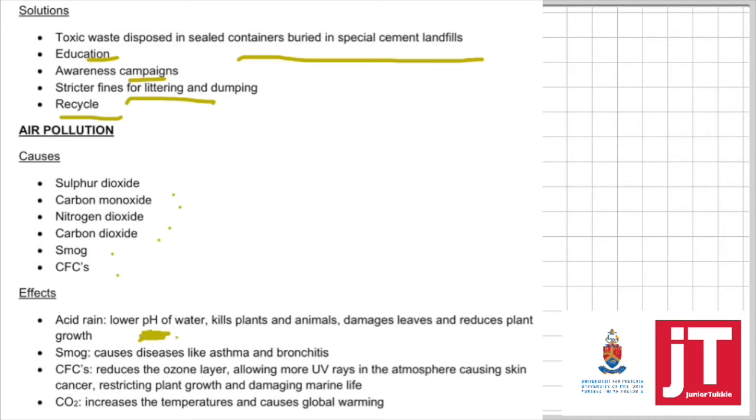Acid rain will lower the pH, it will kill the plants and the animals. Plants can't grow. We'll have a problem, the entire ecosystem will be affected. Smog will cause diseases like asthma and bronchitis. CFCs, we know, reduce and make the ozone layer thinner, which can cause more skin cancer, and can cause certain marine life to also die, and plants. Then carbon dioxide. Too much carbon dioxide will increase the Earth's temperature.